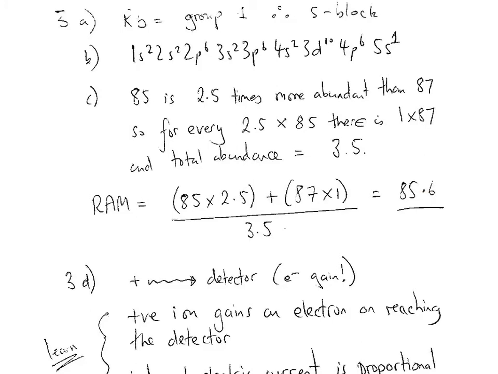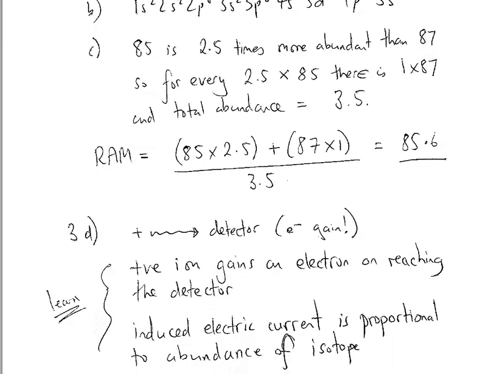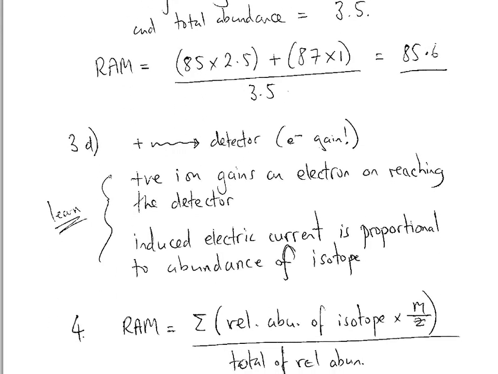In 3D, you are asked to explain how the abundance of an isotope in a sample of rubidium is determined. Well, here you need to talk about the detector and how it works. Learn this. Be precise in your wording. Remember, positive ion moves towards a detector, it gains an electron. Positive ion gains an electron on reaching the detector. The induced electric current is proportional to the abundance of the isotopes. The higher the abundance of the isotope, the greater the electric current that is induced.